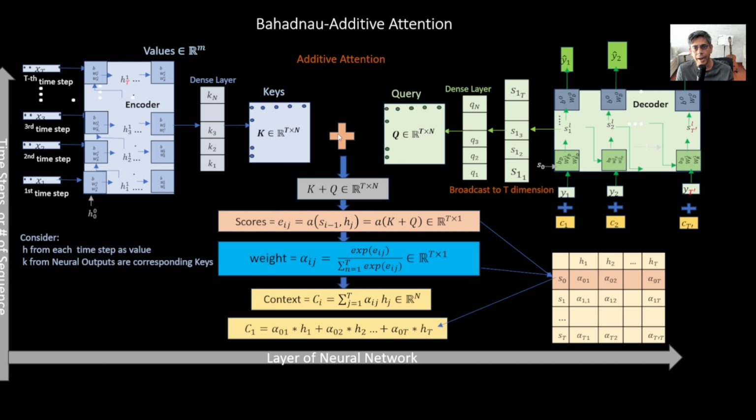Then they were added together. So one network, two networks, then they were added to create k plus q, which is why it is called additive attention. And then finally they were passed through another neural network having a single neuron, if you recollect, to convert it into a scalar number, which is the score. To get to the score, we essentially used 1, 2, 3 neural networks and one additive operation.